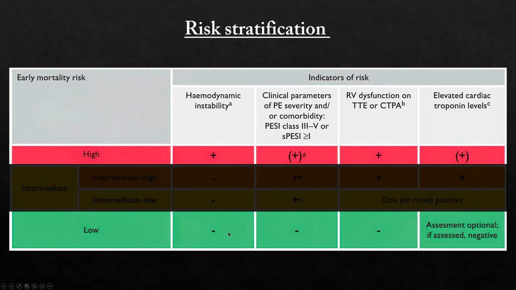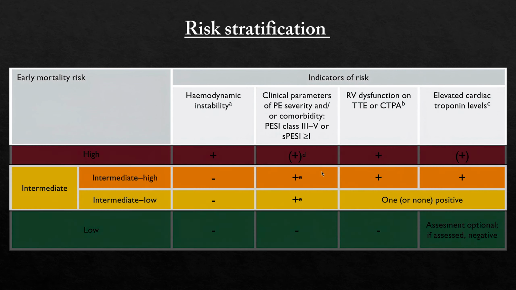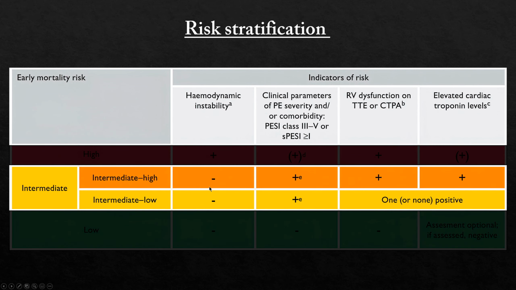There's no hemodynamic instability. You do the PESI score. The SPESI, the simplified PESI score, is less than 1. It's 0. All right. Without even doing the right ventricular assessment or the echocardiography, you don't even have to do it, maybe, because this patient, maybe if you even do the cardiac troponins, this is a low risk patient.